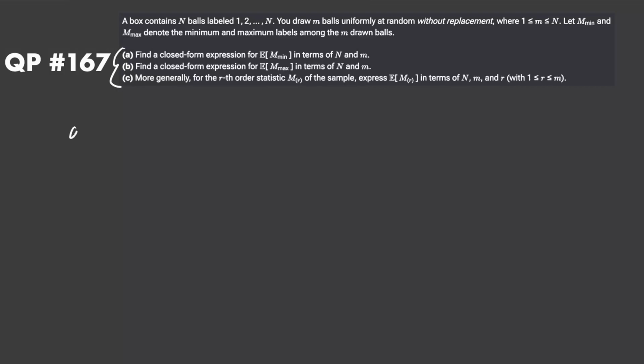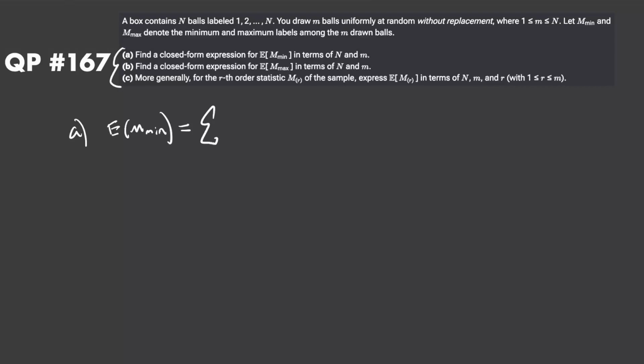So for part A, this should be very similar. Should remind you exactly of QP149, which is the question just before this on the roadmap, right? So if we want to find the expected value of the minimum, just like in that question, we could iterate through every single possible minimum value and the probability that it's the minimum, using the definition of expected value, but it's just going to be a lot easier to use the tail sum.